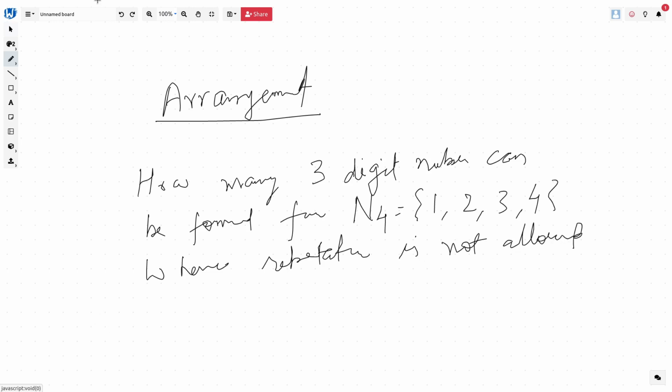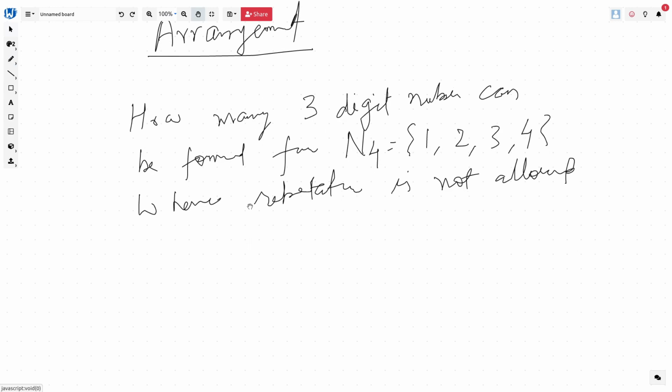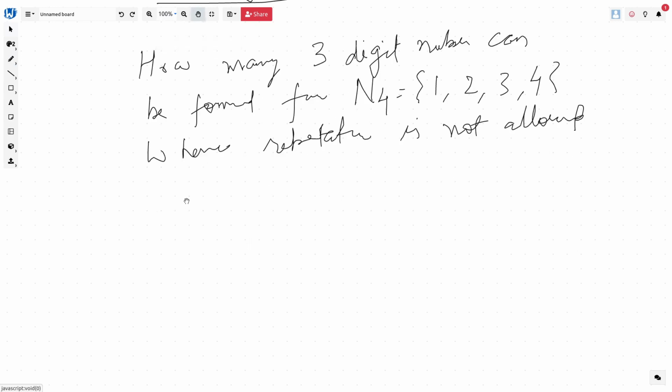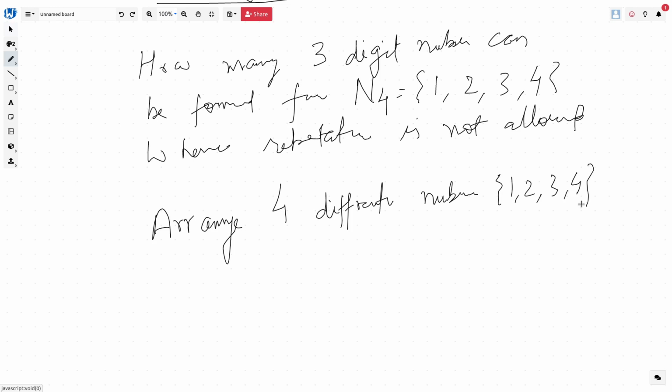Or you can always say the same thing in a slightly different fashion: arrange four different numbers, let's say 1, 2, 3, 4 again, in a row, taken r at a time, 3 at a time.